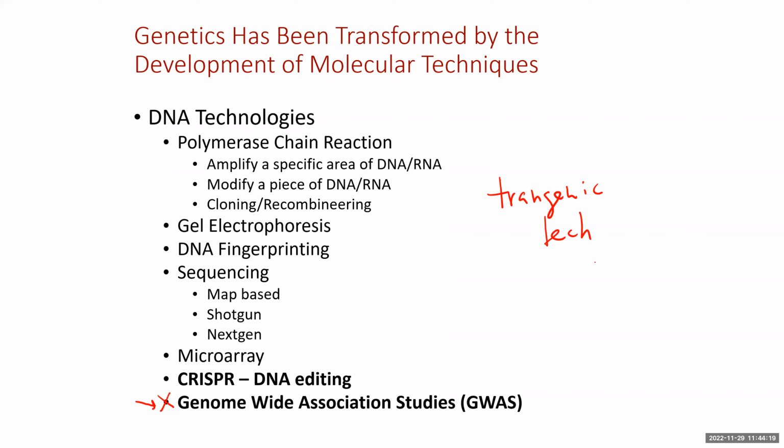CRISPR is a type of transgenic technology, and I think it's important to understand how we do this to understand how important this is. We're also going to, from there, go into some ideas about ethics of using things like CRISPR, and that's going to bring us into thinking about genetic testing. So that's going to be our path for today.